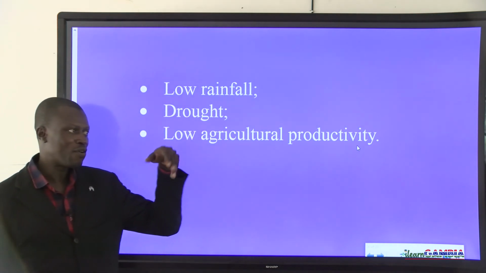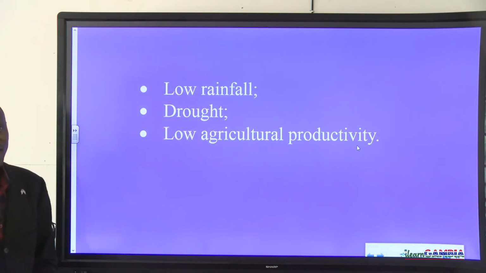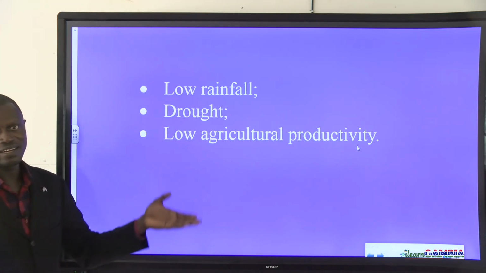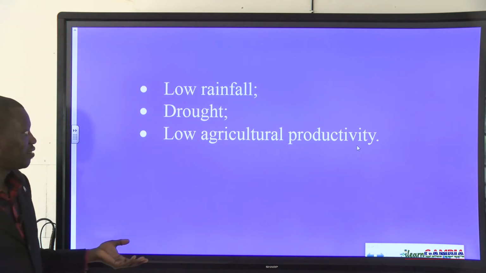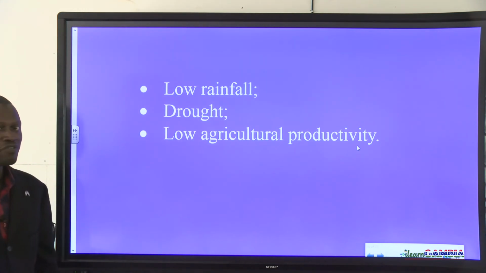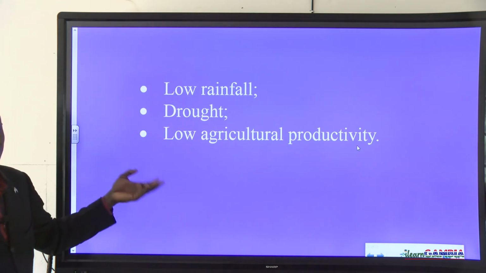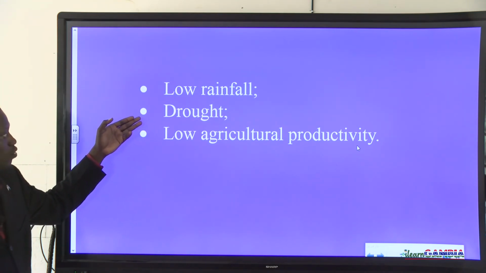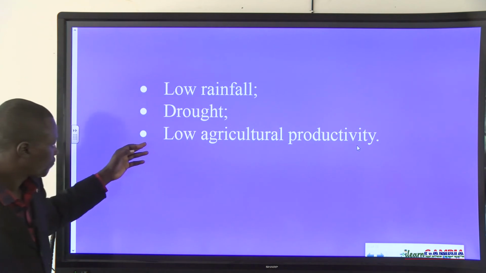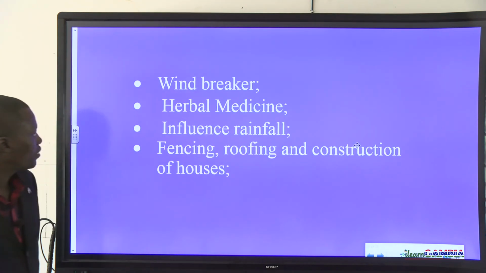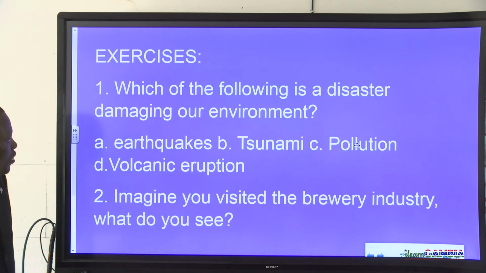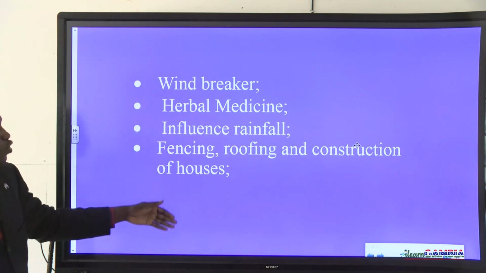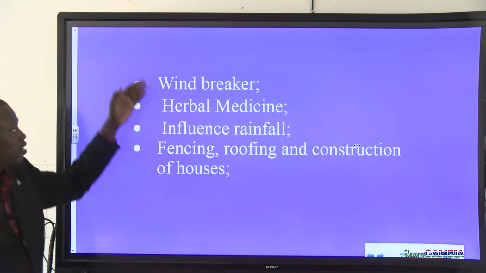So if you move to another place, which is the opposite, where there is no forest, where there are fewer trees, obviously the rainfall pattern of that particular area is not going to be as high as expected. And if that happens, it's going to have a negative impact on farming activities and even on the livestock owned by man. Next is drought, which is a long period without rain. That is also going to be another effect. And of course, low agricultural productivity.